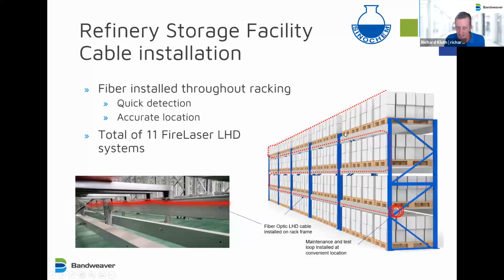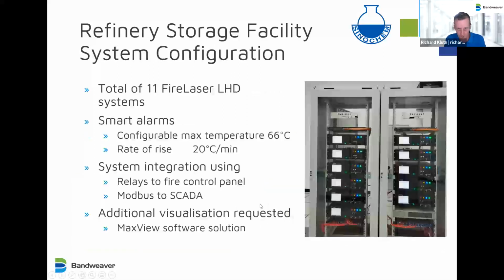The reason for this is they wanted to be close to the source of any fires to get a very quick and accurate location. Across the facility, 11 fire lasers were installed. And you can see here where the sensing cable was installed within the rack frame. Here are the 11 systems within the control room. The smart alarms, in this case, were configured with a maximum temperature of 66 degrees, rate of rise 20 degrees C per minute. The system was integrated using relays to the fire control panel and Modbus to SCADA.